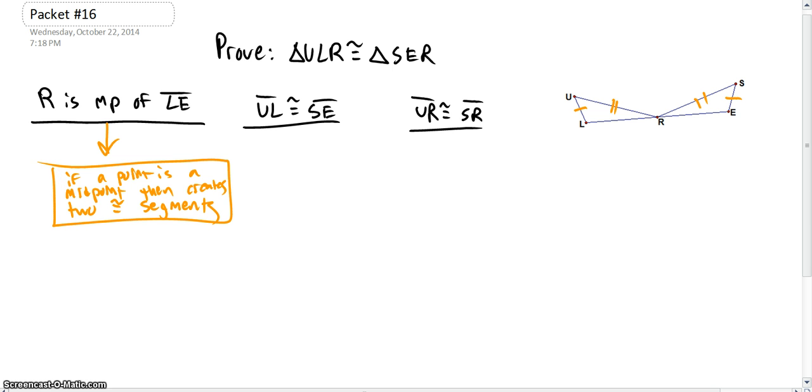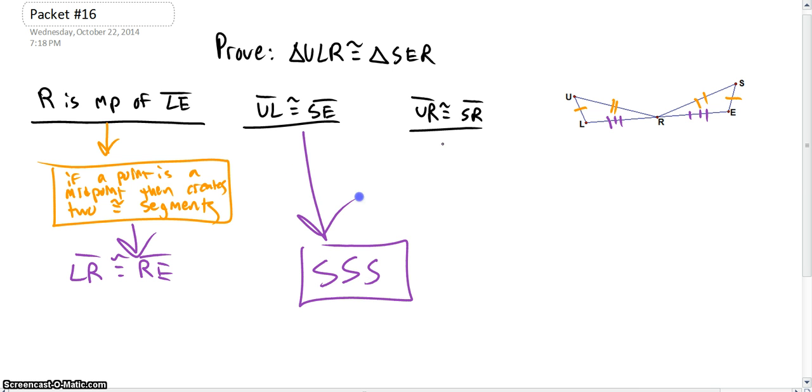So out of this comes our specific statement that LR is now congruent to RE, because a congruency statement of two segments should come from the fact of the then saying creating two congruent segments. So I can mark that, and now it looks like we've got an easy SSS triangle congruence. So we better make sure we've got three sides going into this box, and we do.